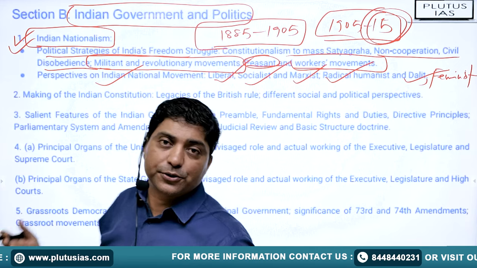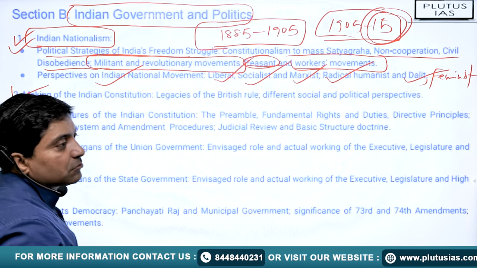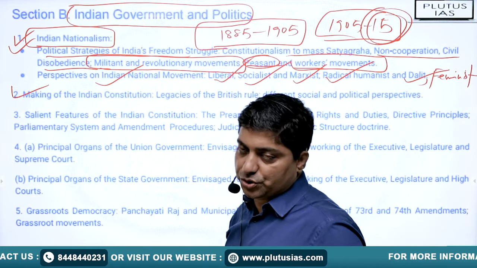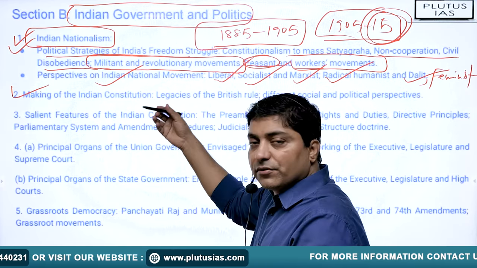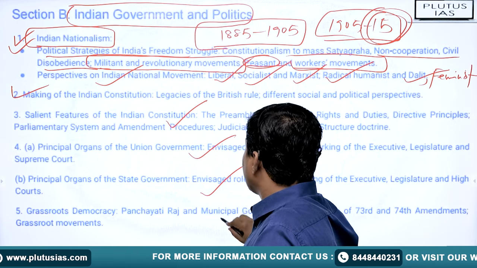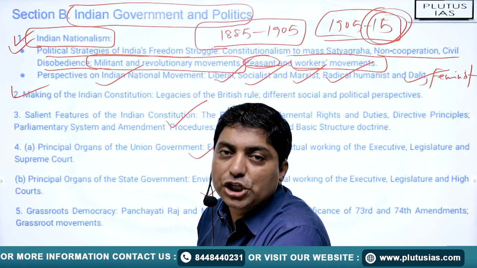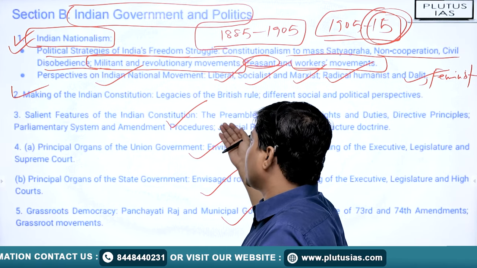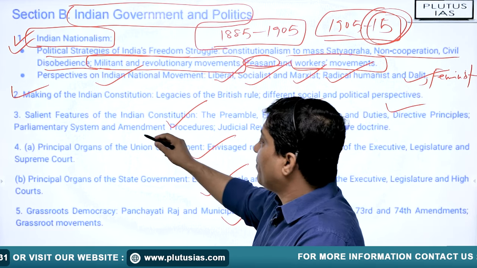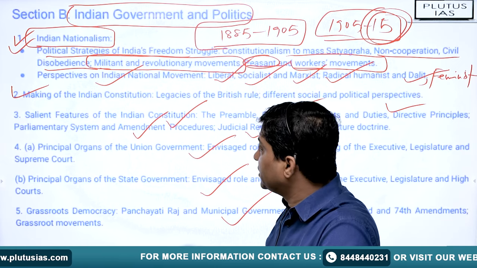Now, here, topic number two begins with the making of India's constitution, right? And if you see, all of these are going to help you in strengthening your Indian polity. So salient features of the Indian constitution, preamble, fundamental rights, fundamental duties, parliamentary system and amendment, judicial review and basic structure doctrine, right?